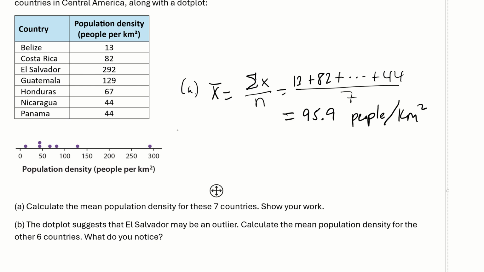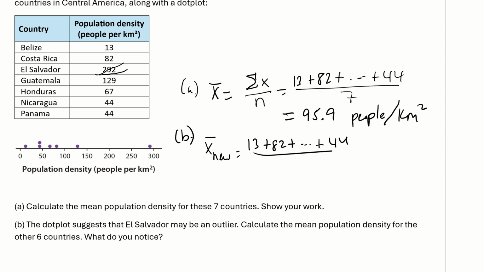So part B. The dot plot suggests that El Salvador may be an outlier. Calculate the mean population density for the other six countries. What do you notice? Okay, so El Salvador is a potential outlier. So if we cross that out and calculate the new x bar, this time dividing by 6, we got 13 plus 82 plus dot dot dot plus 44, this time divided by 6. And we get 63.2 people per kilometer squared.